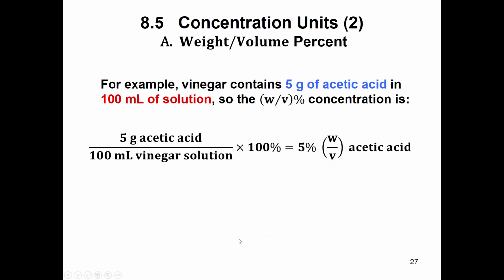So an example here is vinegar. Vinegar contains 5 grams of acetic acid per every 100 milliliters of solution. So the weight volume percent concentration of that is 5 grams of acetic acid per 100 milliliters of vinegar times 100, and that's going to give you 5% weight volume acetic acid, and that's a very standard. And if you've ever thought about vinegar and how you don't like to smell it, that's why, because it's an acid.